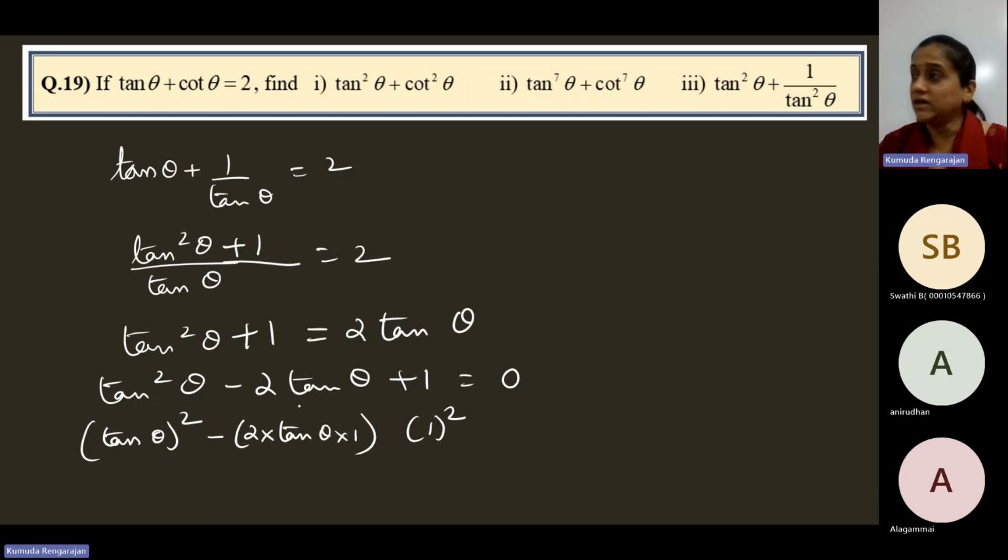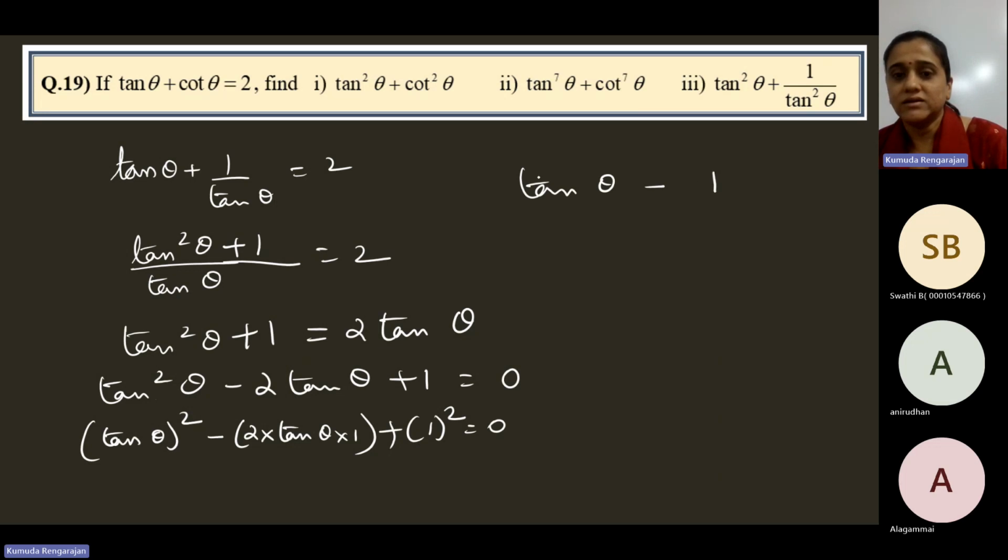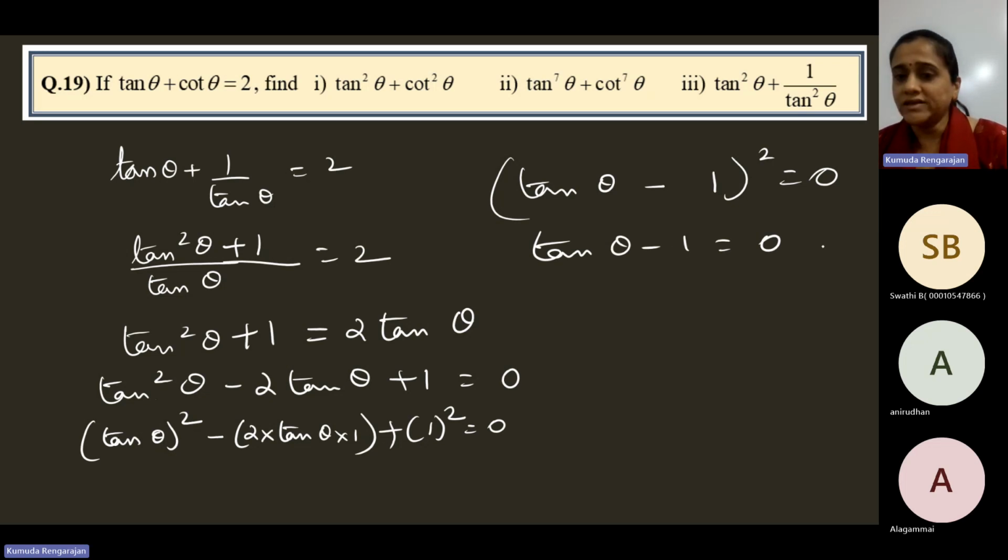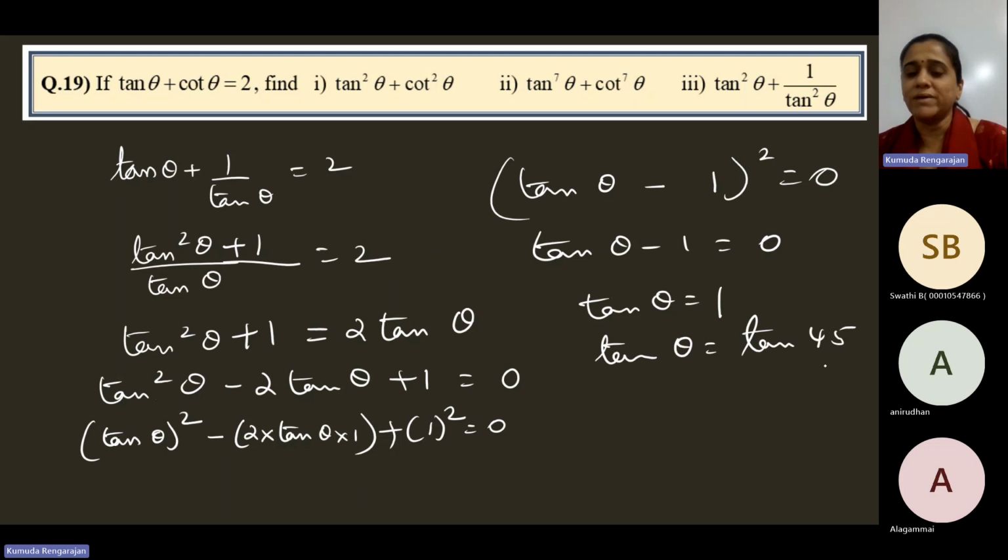2 tan theta. So it's of the form a square minus 2ab plus b square. So it is a minus b, the whole square is 0. So that means tan theta minus 1 is equal to 0. Now take the minus 1 to the other side. Tan theta is equal to 1. But when is it 1 in the tan table? Tan 45. On comparing both the sides, theta is 45 degrees.